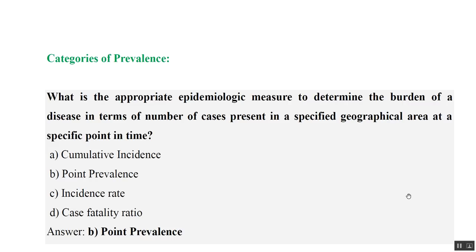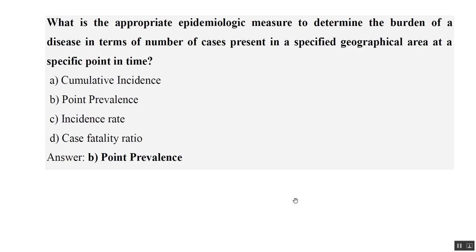So, categories of prevalence. What is the appropriate epidemiological measure to determine the burden of a disease in terms of the number of cases present in a specific geographical area at a specific point in time? So it is obviously point prevalence, right? Because we are determining the burden of disease. Prevalence has lots of synonyms, like occurrence and burden of a disease. They are all synonyms for prevalence, and we are doing it at a specific point in time.